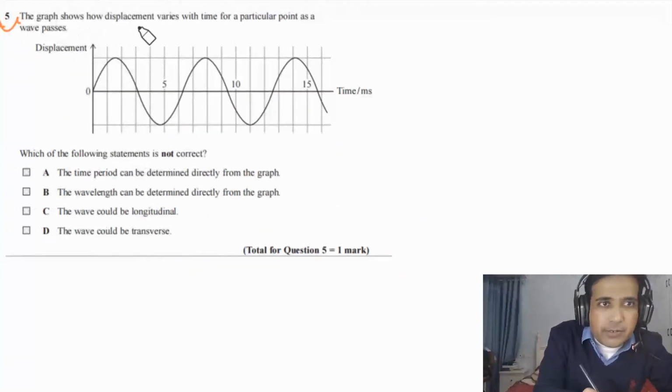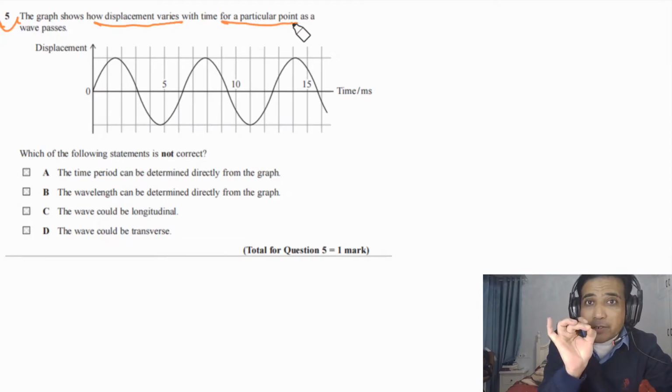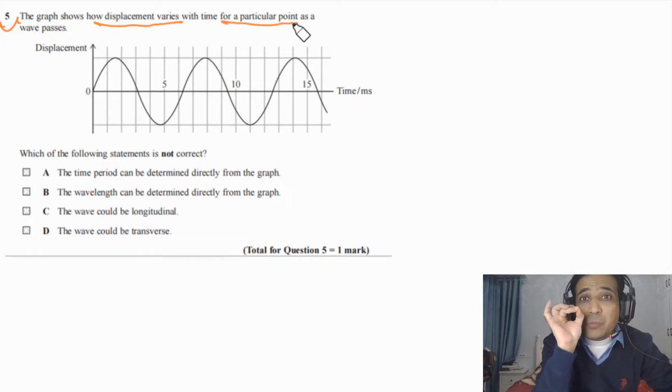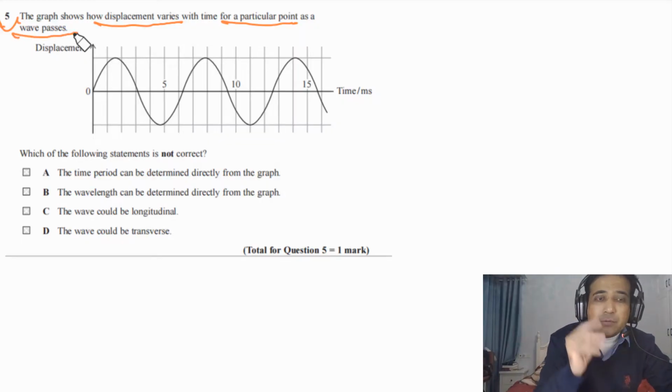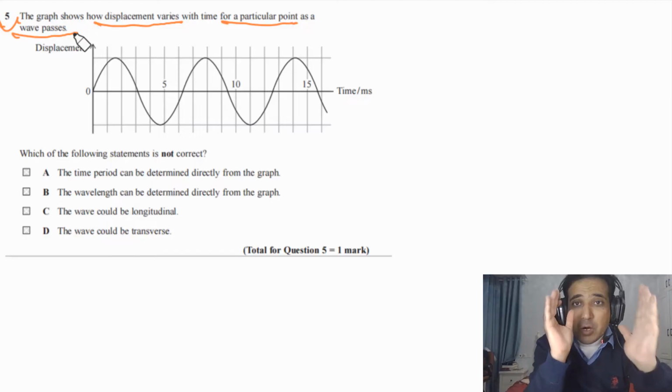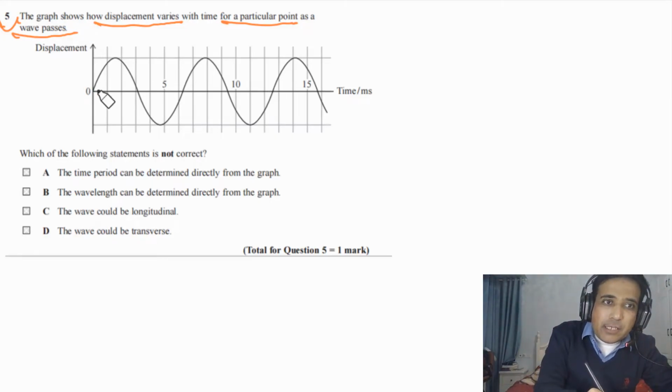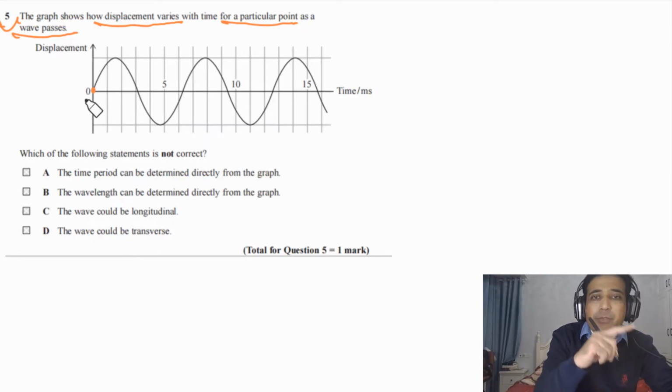Question 5 says the graph shows how displacement varies with time for a particular point as a wave passes. That means we are talking about one point only. What exactly does it mean for a particular point? It means that if I look at this point all the time, at time t equal to 0, then 1 second, 2 seconds, 3 seconds, 4 seconds, 5 seconds, 6 seconds, like that.